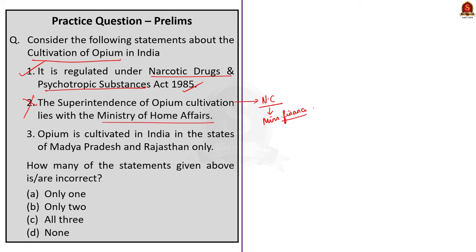OPM cultivation in India is done in the states of Madhya Pradesh and Rajasthan only. This statement is incorrect. As we have seen in the discussion, it is cultivated in three states, Madhya Pradesh, Uttar Pradesh and Rajasthan. So this statement is incorrect and the correct answer is option B, only two.